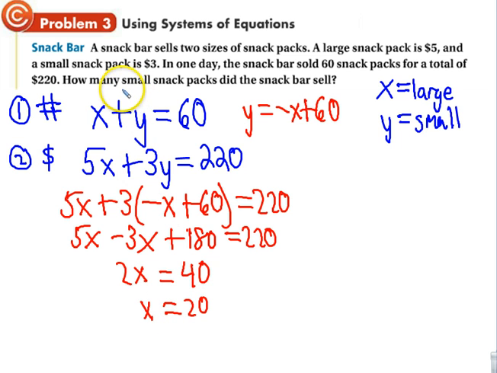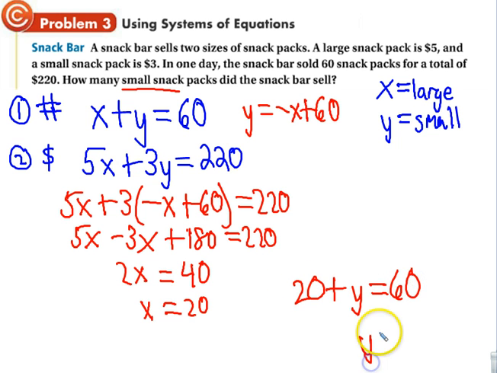But it's looking for small snack packs. Well, x tells us 20, and that tells us the large. So all we do is plug it into the top of the 2 equations and solve it. So y means we sold 40 small snack packs. 40 of them were sold.